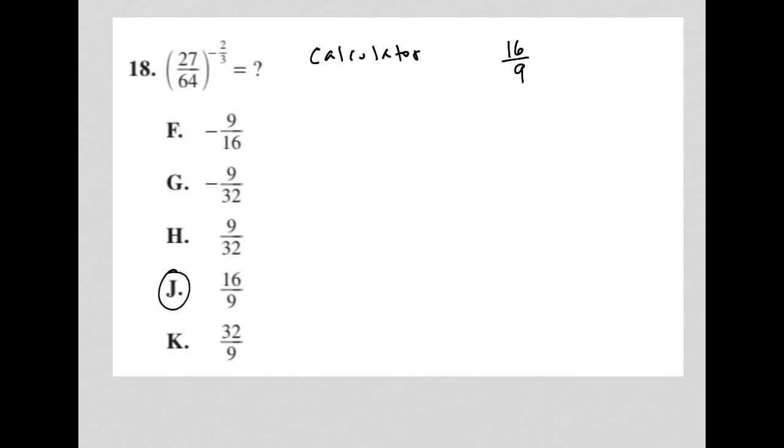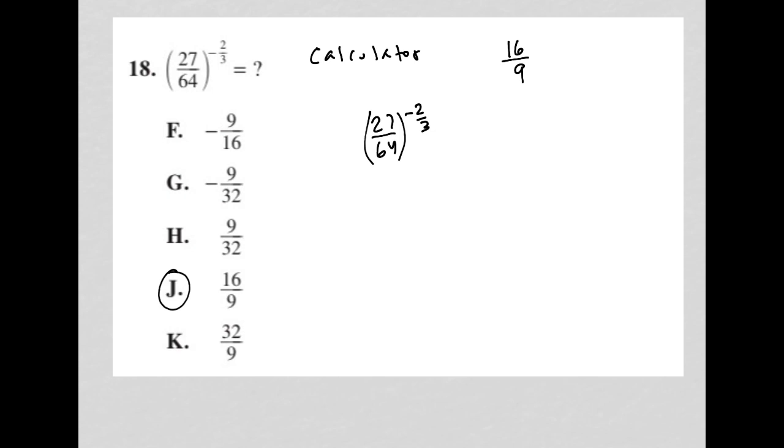Now, let's say you did not have a scientific calculator, but you had this question to deal with. Let's break down the actual math that's going on here. So 27 over 64 to the negative 2/3 power. The first thing I would deal with is this negative sign in the exponent.